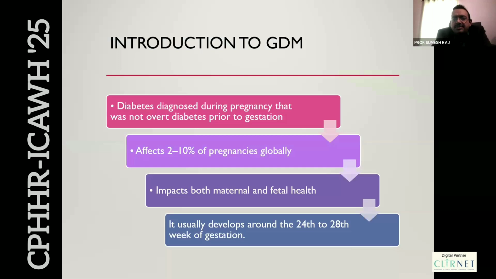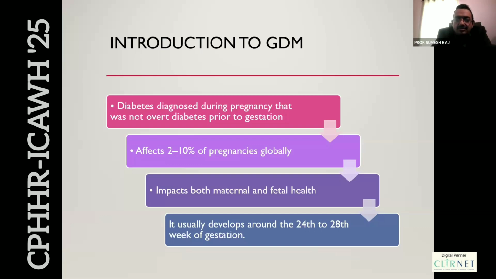Now, a brief introduction. This is diabetes which is diagnosed during pregnancy and which was not an overt diabetes prior to gestation. What does that mean? Because there are two different aspects. Diabetes in pregnancy, and second is pregnancy that occurred in a diabetic patient. Both are different. So this is diagnosed during pregnancy in a patient who did not have diabetes previously.